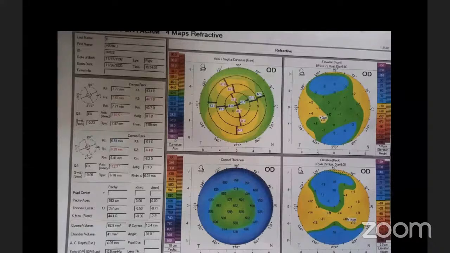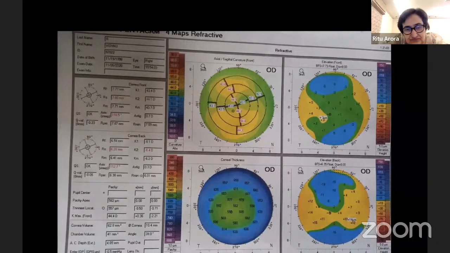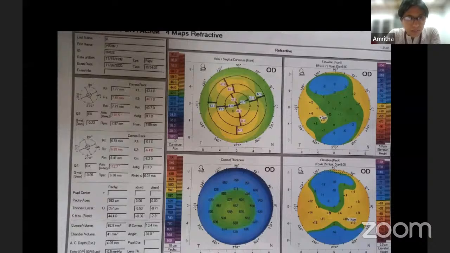Yes, Amrita, start. This is the Pentacam image of a patient's right eye. Coming to the parameters, K1 is 43.4 diopters. K2 is 44.1. Then the K mean is 43.